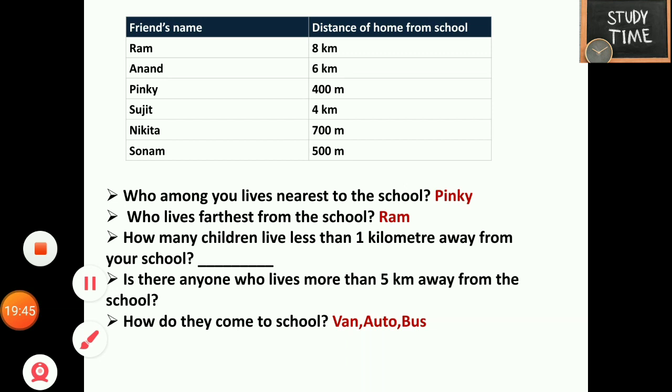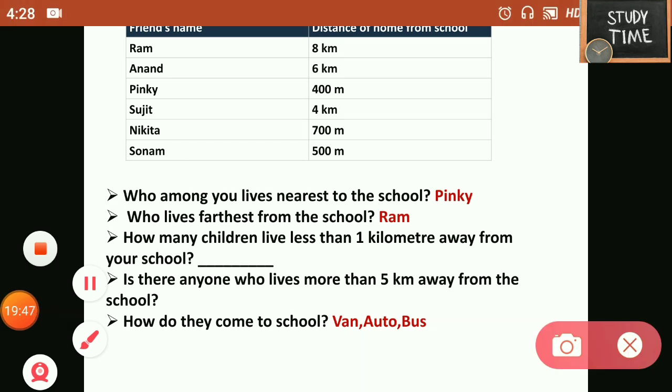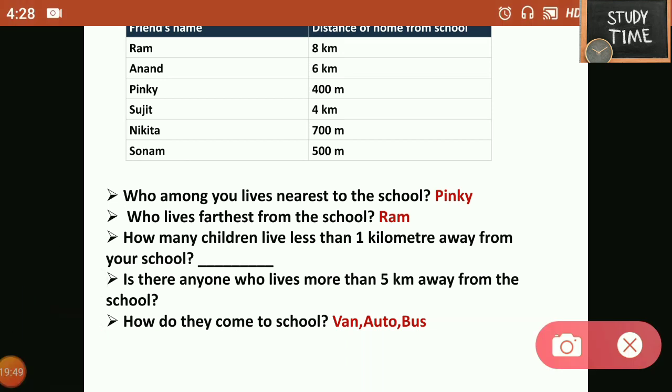See, who lives nearest to school? This person is 400 meters, so Pinky lives nearest to school. Who lives farthest from school? Ram, because he comes 8 kilometers. How many children live less than 1 kilometer? You have to write Pinky 400 meter, 700 meter Sonam. Pinky, Nikita, Sonam.